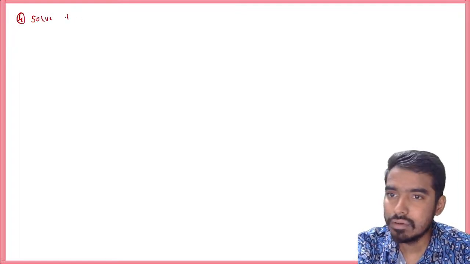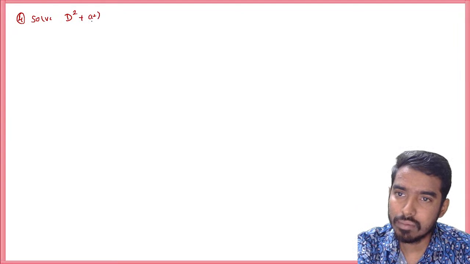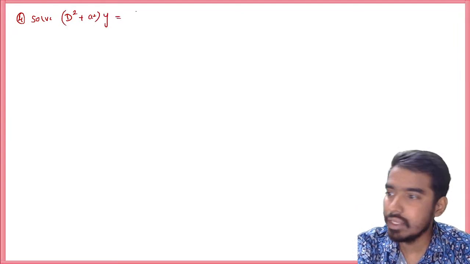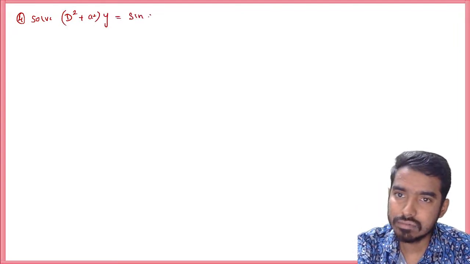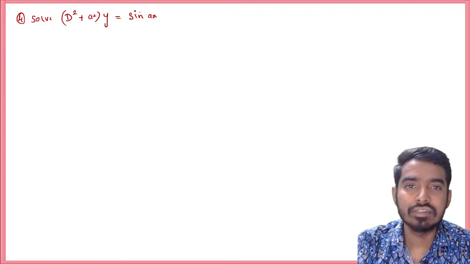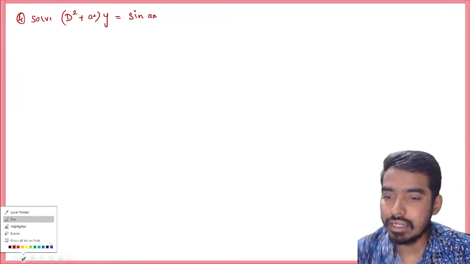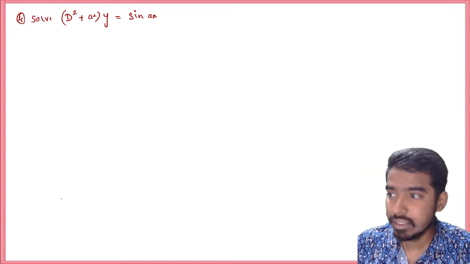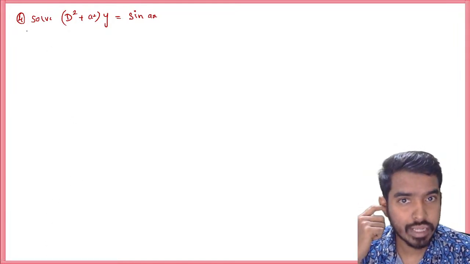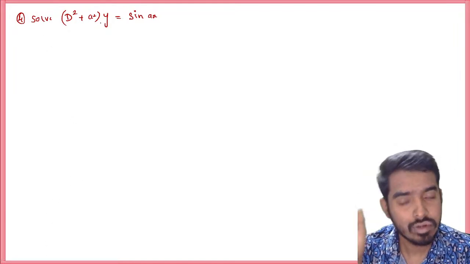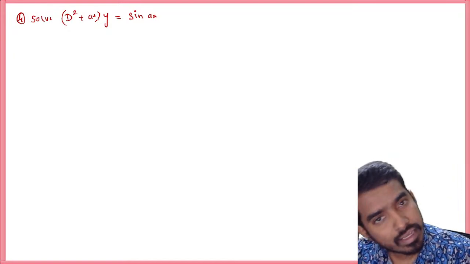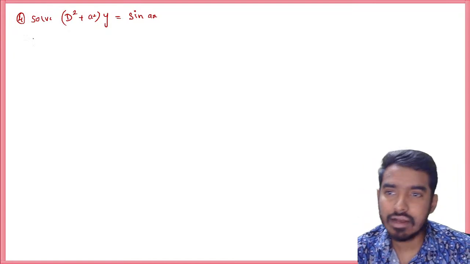To solve (D square plus a square) y is equal to sin ax, right? Okay, now we will solve this. This comes under type 2, right? Type 0 is R such as 0. Type 1 is e power ax. Type 2 is sin ax or cos ax.